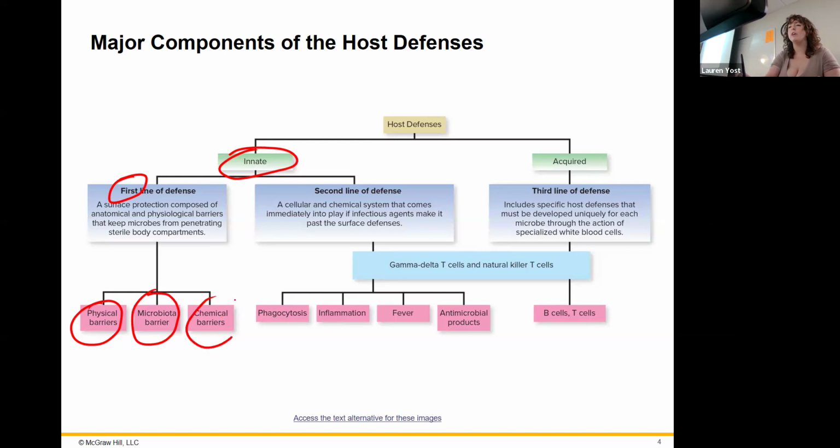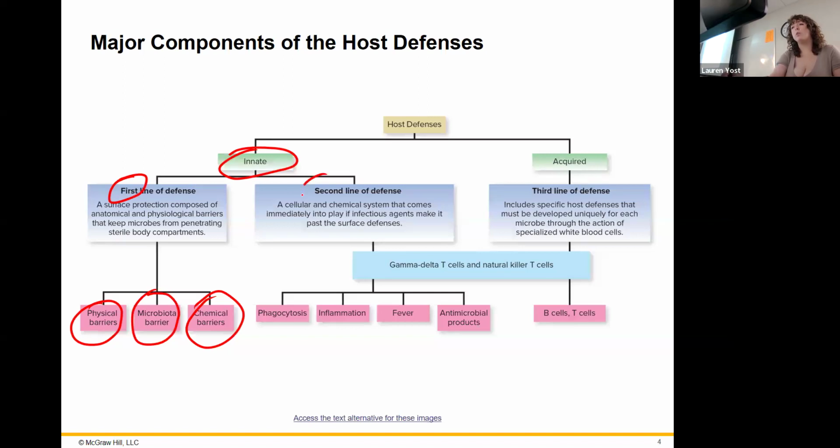And then the chemical barriers with things like, yes, acid in the stomach, that definitely counts. But we're also talking about lysozyme that can help break down peptidoglycan. That's something that we're going to learn about in this chapter. All right, so that's the basic aspect of the body that's just set up itself for protecting you.